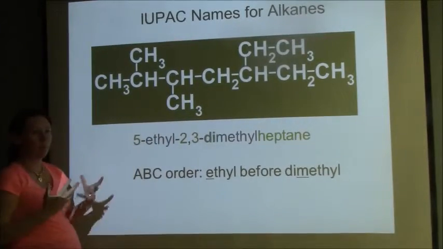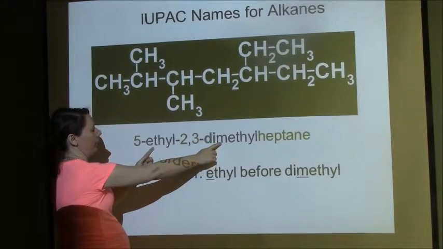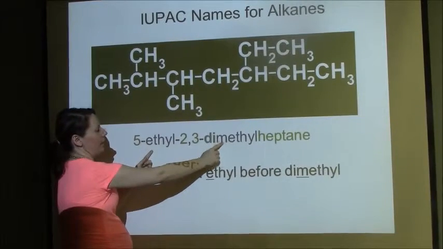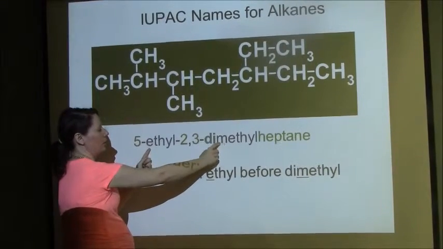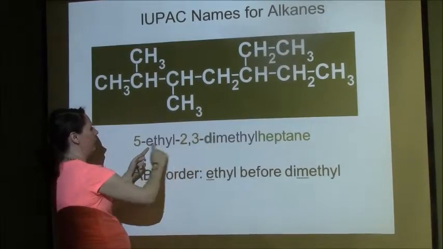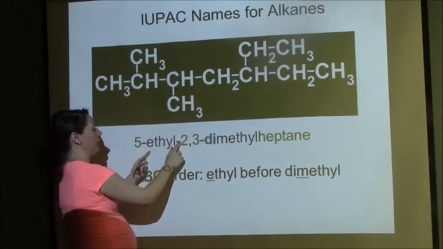What comes first? E comes before M. Okay? Don't let this throw you off. This di is just a prefix. M versus E is the differentiation you need to make. So E comes before M, so that's why it's 5-ethyl and dash.